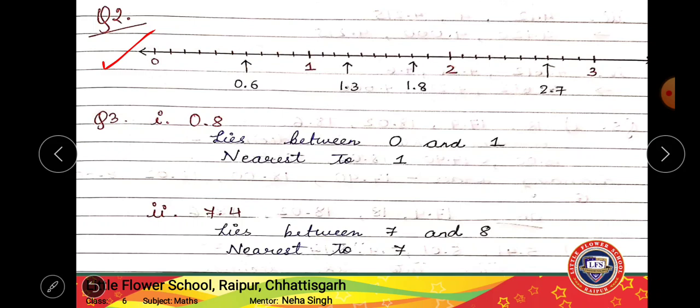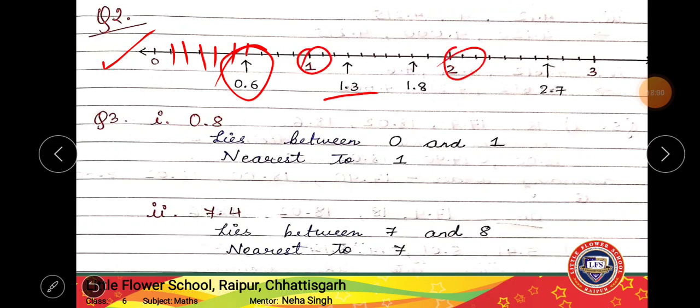Now first number you need to represent is 0.6. So 0.6 now will lie between which two numbers? Obviously 0 and 1, since it is 0.6, right? So 6th digit after 0, that is 1, 2, 3, 4, 5, 6. So this will be 0.6. Next number we need to represent is 1.3. Now 1.3 will lie between 1 and 2, obviously.